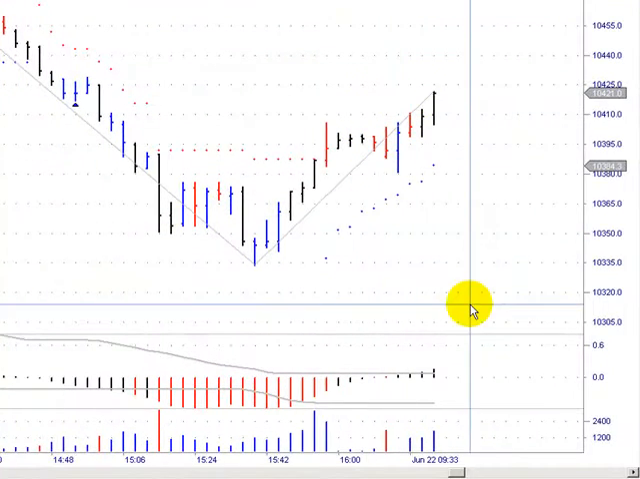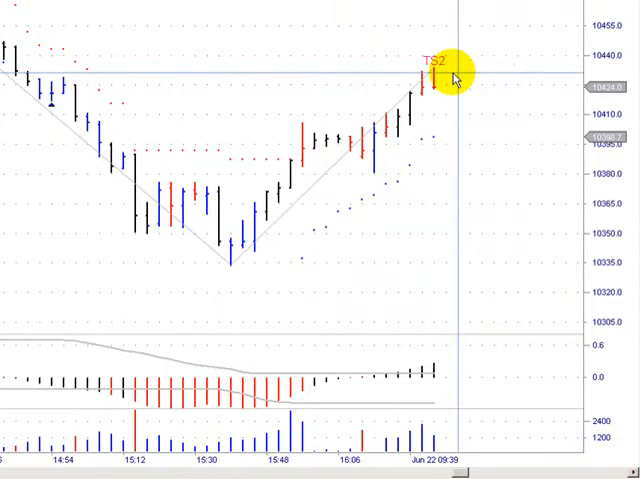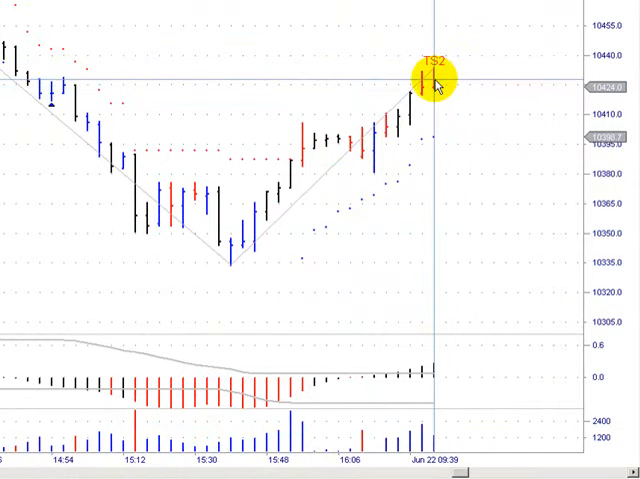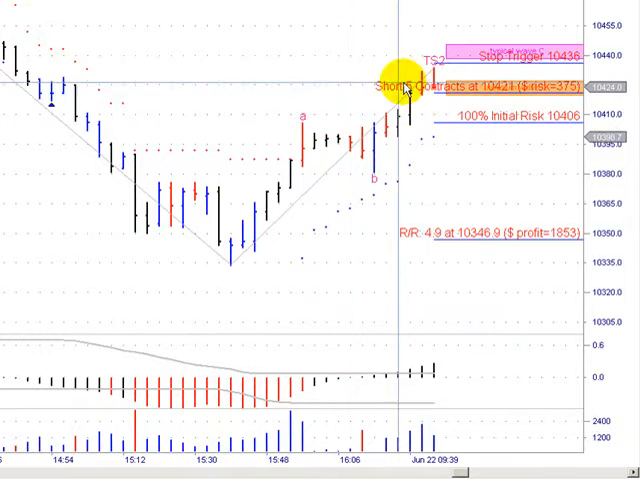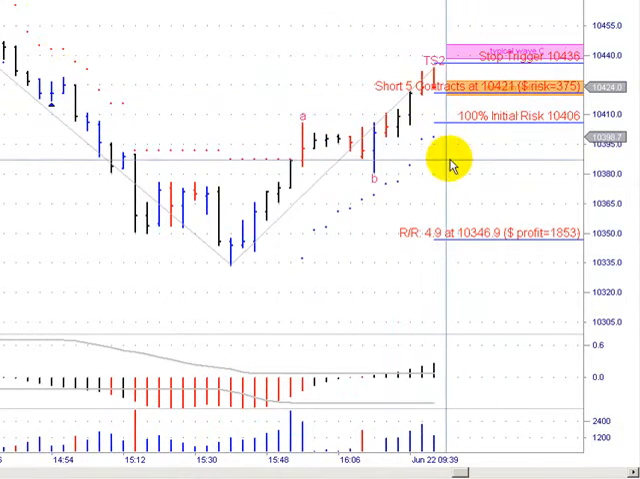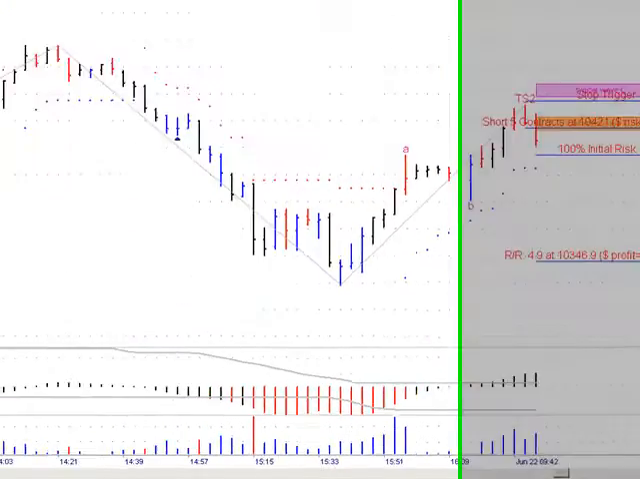So let me go back to this YM setup here. You see the TS2 that's set up here. I'm going to put the analysis on here. So it's a short of 5 contracts in this case, and a risk reward of almost 5 to 1. I'm just going to step this forward a little bit here.